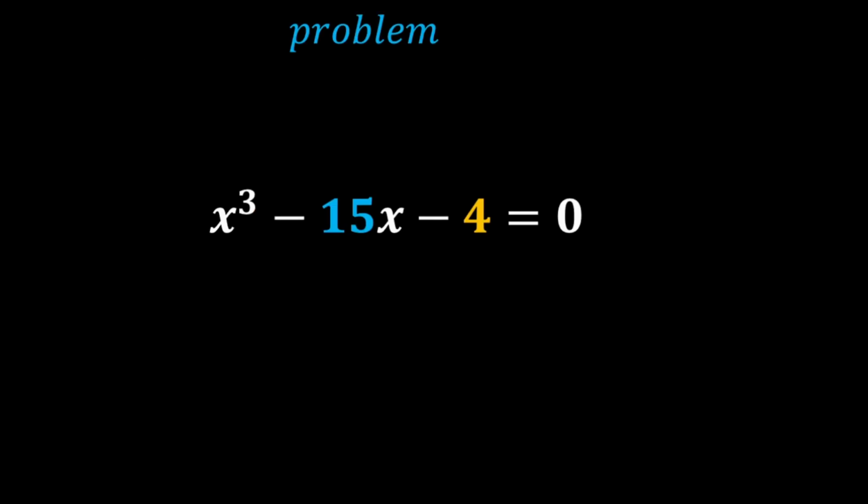Let's move on. If you have x cubed minus 15x minus 4, the first thing that comes into your mind is substituting maybe 4 here. 4 is a root. You substitute 4 here: 4 cubed minus 15 times 4 minus 4. That will exactly give you 0. But the question now comes when you want to solve for the other roots of this cubic polynomial.